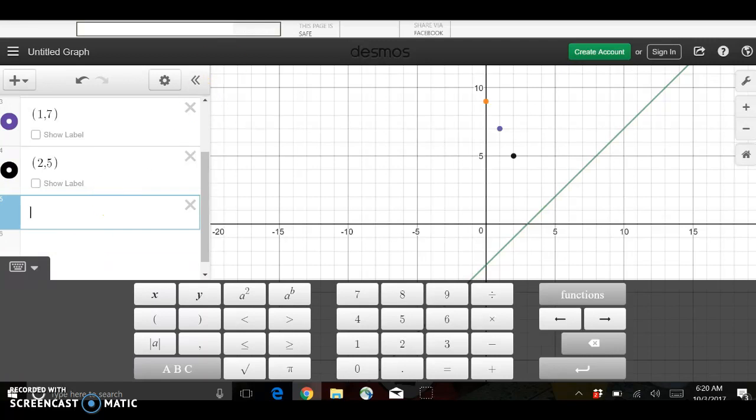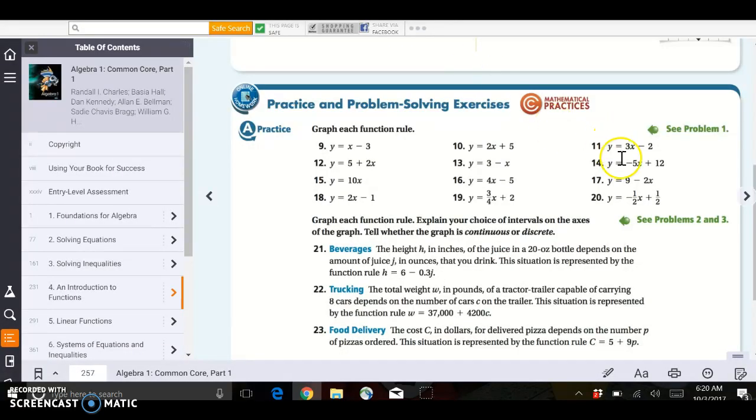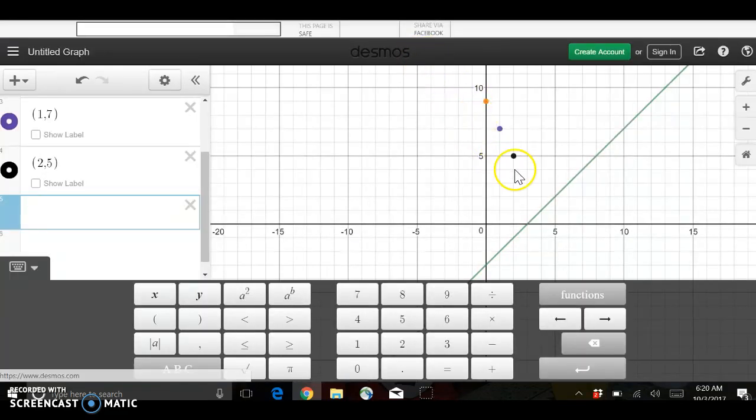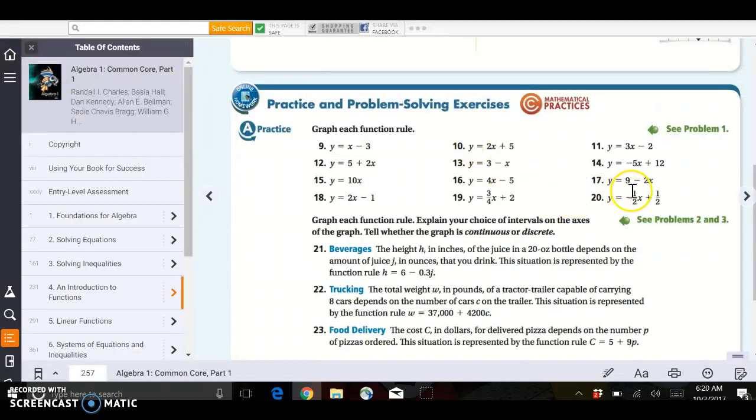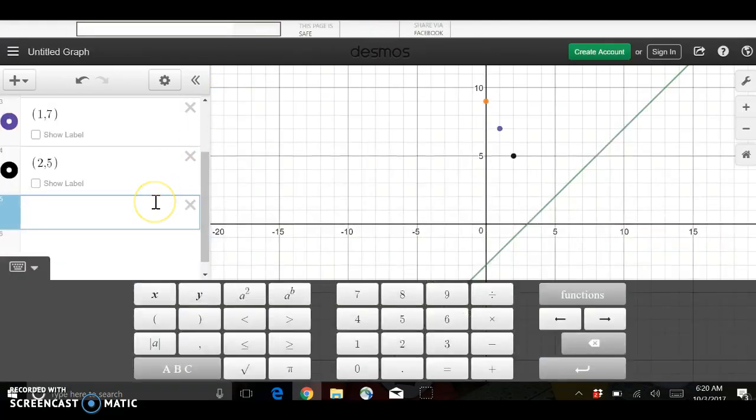Then I'm going to cheat. I'm going to use my graphing calculator just to verify what I have, because all I would do now is just draw the line straight, connect my points, and so I have y equals 9 minus 2x. And there I have it.